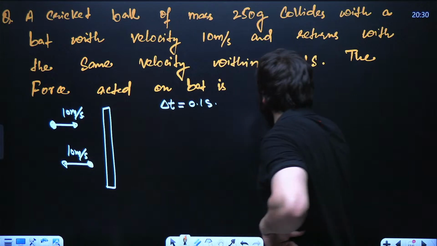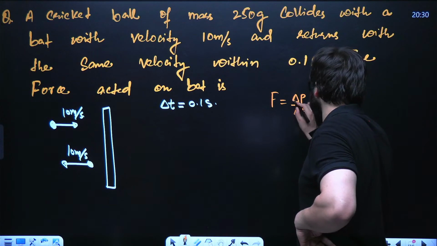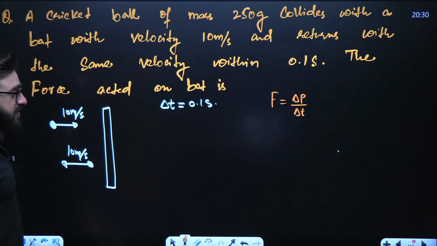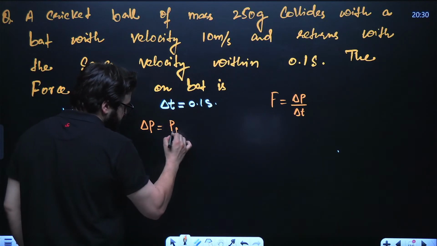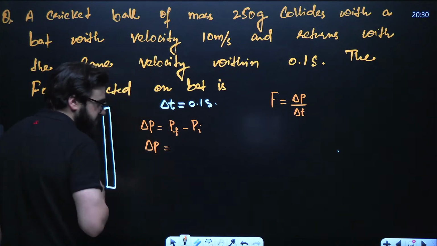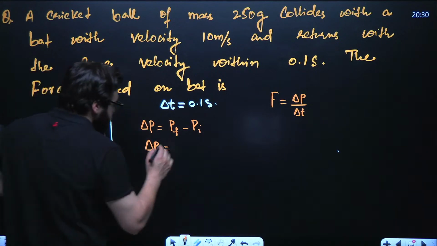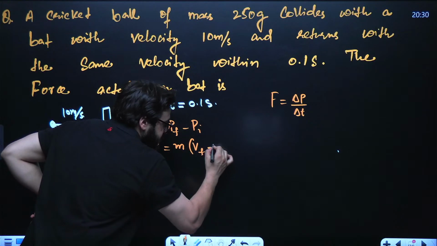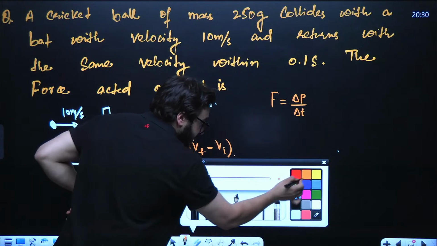Guys, what is the formula of force? That is simply delta P divided by delta T. The first thing in this case is to find the value of delta P. Delta P will be P final minus P initial, which is mass into final velocity minus initial velocity.